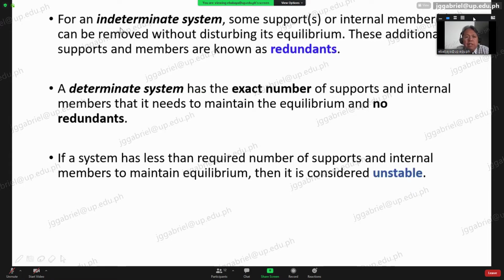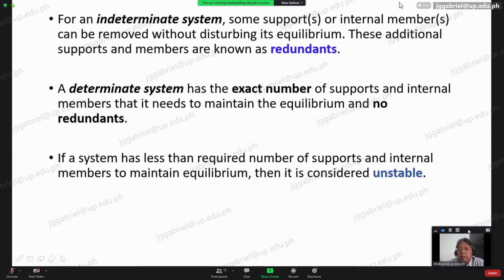It says, for an indeterminate system, some supports or internal members can be removed without disturbing its equilibrium. These additional supports and members are known as redundants. So these are the redundants, the additional supports. Then it becomes an indeterminate system.